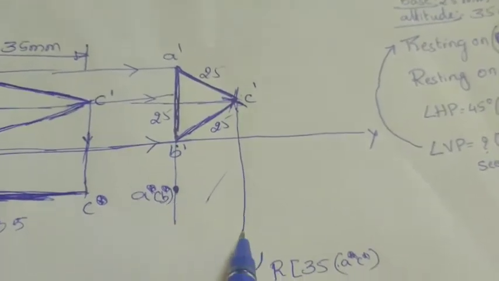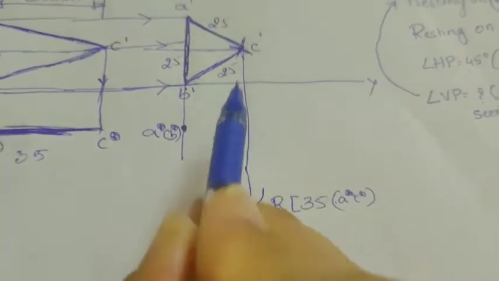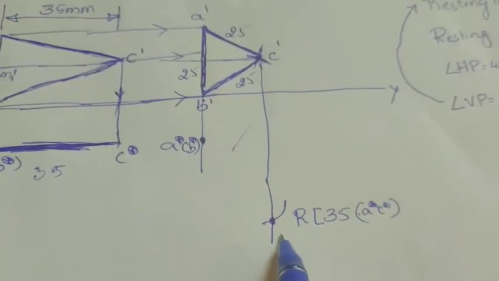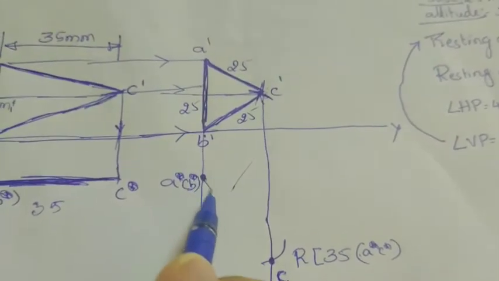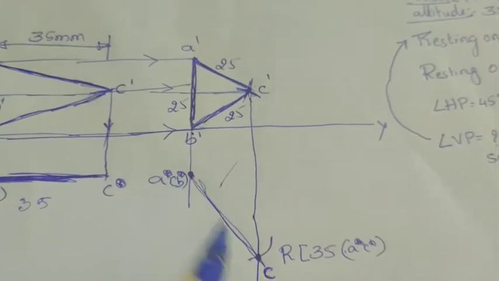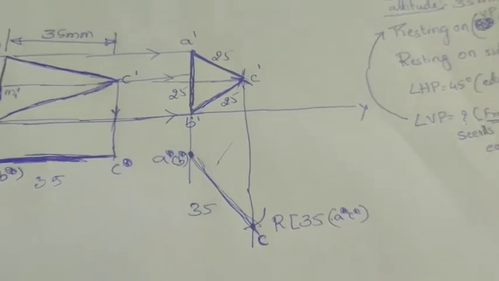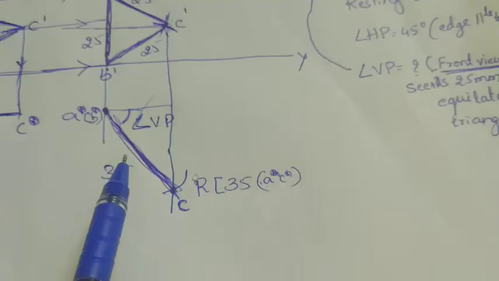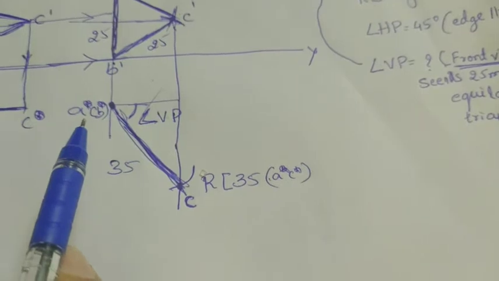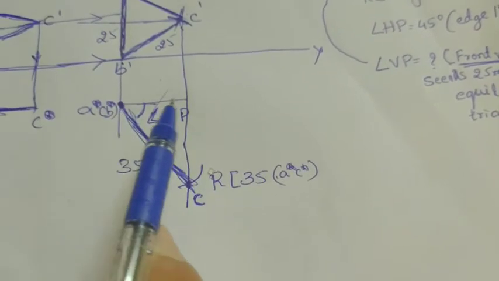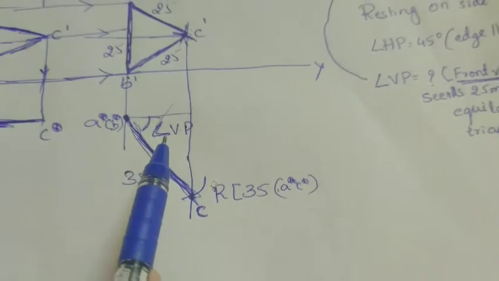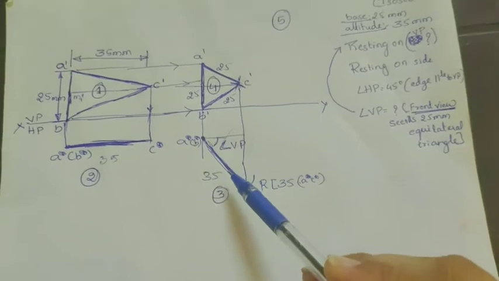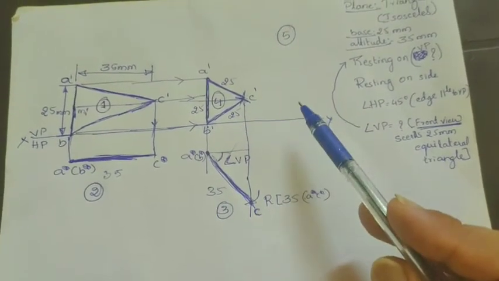Then we extend this projection line from C dash. Wherever it intersects, we get our new C point, and we join this dimension. This also will be equivalent to 35 mm. Make it a little bit thick. Now measure the angle of this AC line with respect to the XY line. Then we get the angle with respect to VP. Once this diagram is done, we'll move to the fifth diagram.